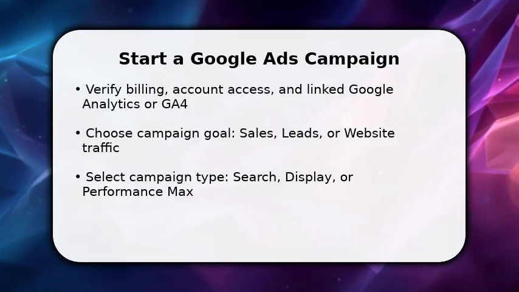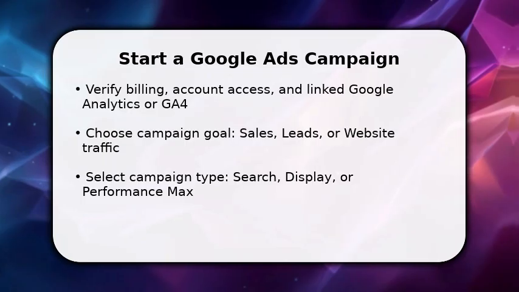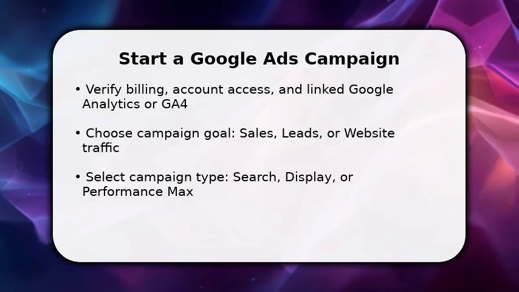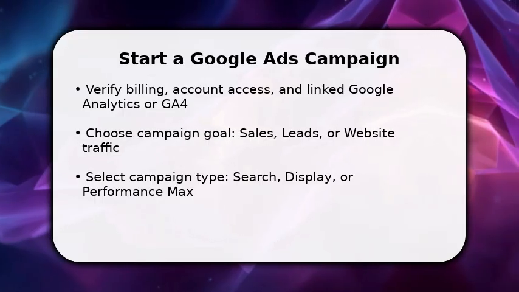Open Google Ads and confirm billing and account links so conversions track. First, pick a campaign goal because that directs bidding and assets. Next, choose the campaign type. Search for intent-based clicks, display for reach, performance max to automate across channels.